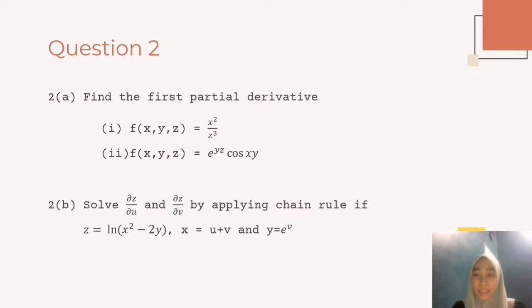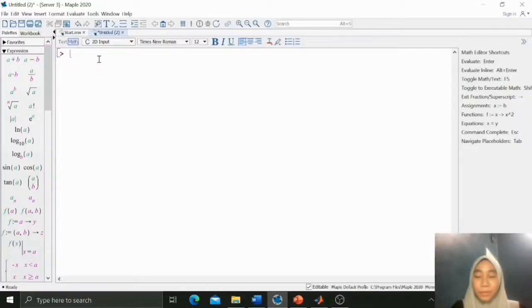Next, for question 2b, we need to solve ∂z/∂u and ∂z/∂v by applying the chain rule, if z equals ln(x² − 2y), x equals u + v, and y equals e^v. For question 2b, I'm going to use Maple to prove the answer.